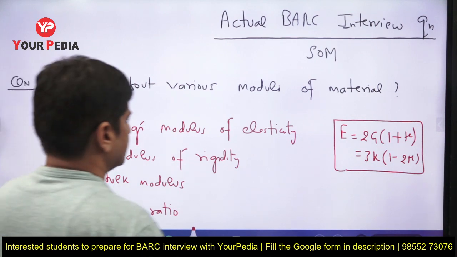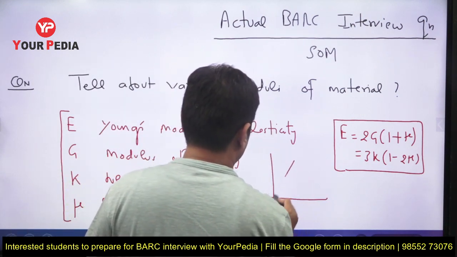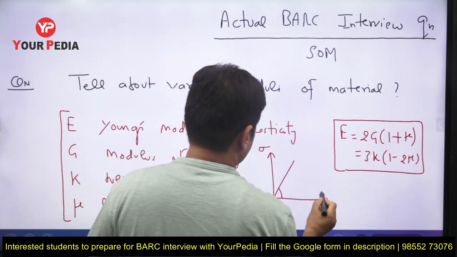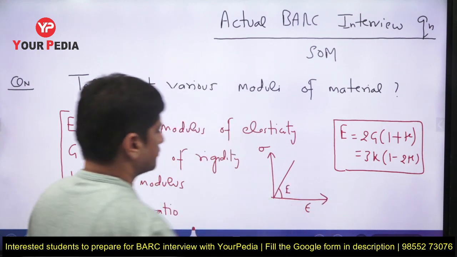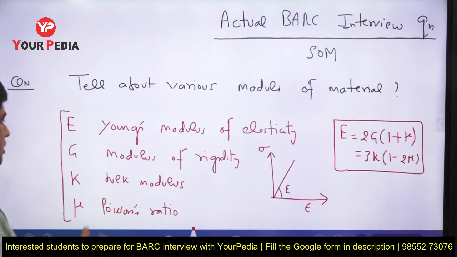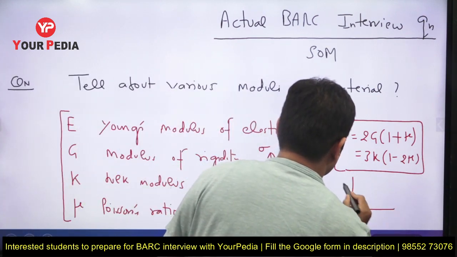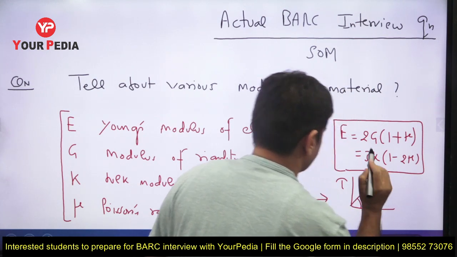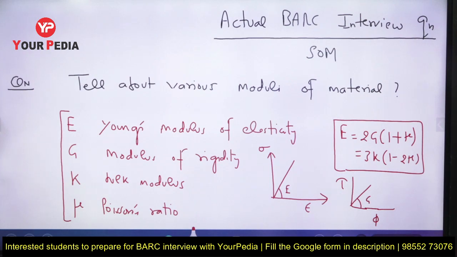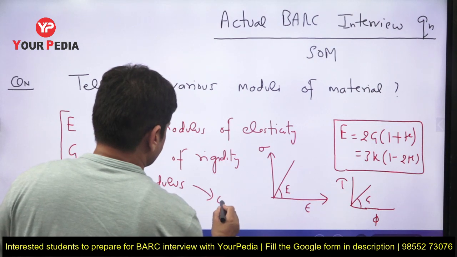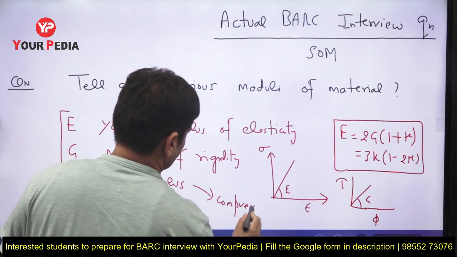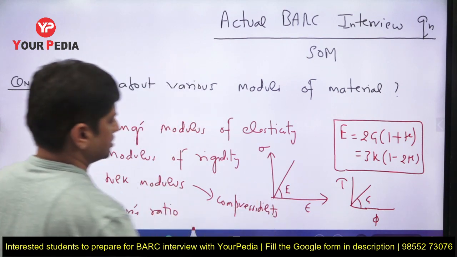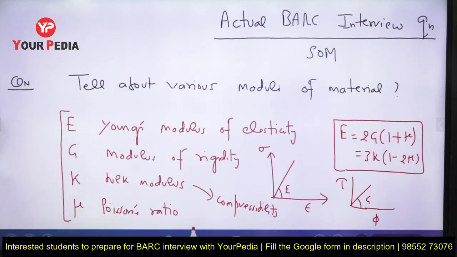Now this Young's modulus of elasticity can be calculated as the slope of the stress strain diagram. So if I give you a normal stress, normal strain diagram, the slope of that gives you Young's modulus of elasticity. Similarly, if I give you a shear stress, shear strain diagram, the slope of that gives you the modulus of rigidity. Bulk modulus defines the compressibility. This is the term which is related to compressibility, and Poisson's ratio is the ratio of the negative of lateral strain over longitudinal strain.